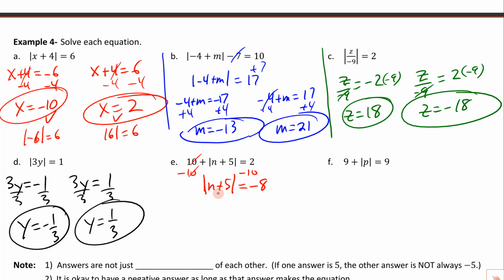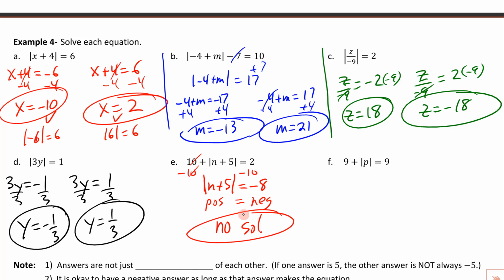Now, this is saying, when is the absolute value of n plus 5 equal to -8? Well, this is an absolute value. It's going to be positive. And remember, if you get it isolated and the other side is negative, there's no way these two things can equal each other. So we're going to write no solution. It's kind of nice when we get that. If you recognize that, we're done right there. We don't need to go any further than that.